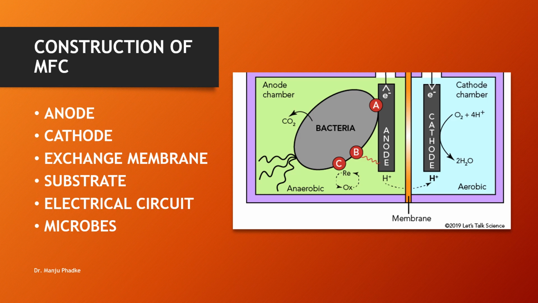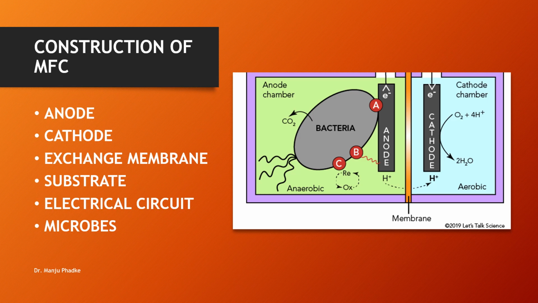Electrons and protons recombine at the cathode. Oxygen here is reduced to water. There is an electron acceptor. Platinum catalyst is used to catalyze the reaction. Protons flow through the exchange membrane. Hence, the exchange membrane is also called the proton exchange membrane.